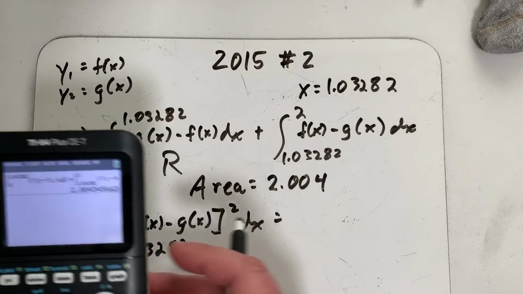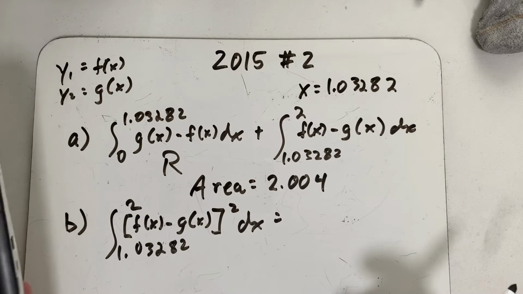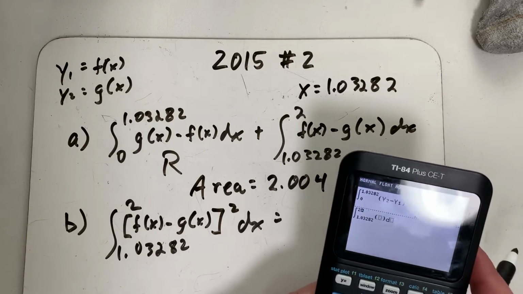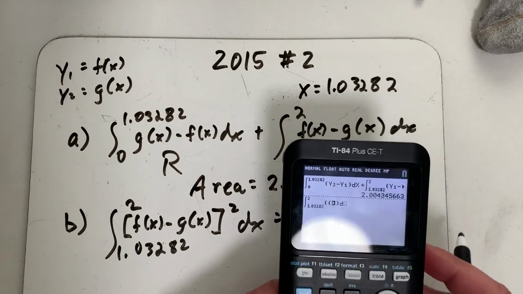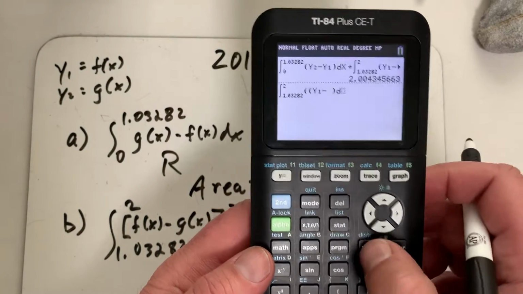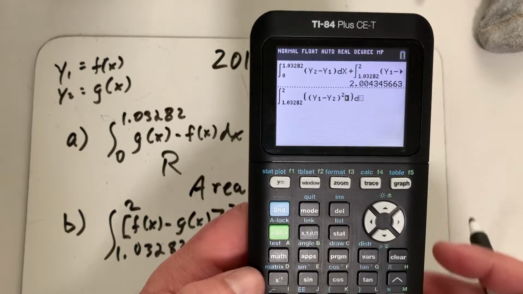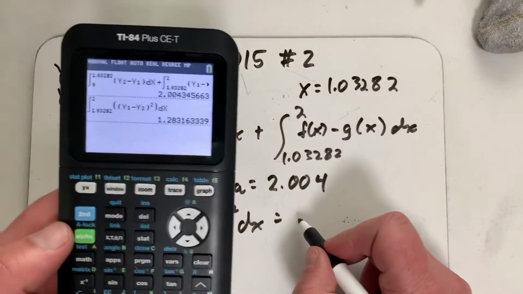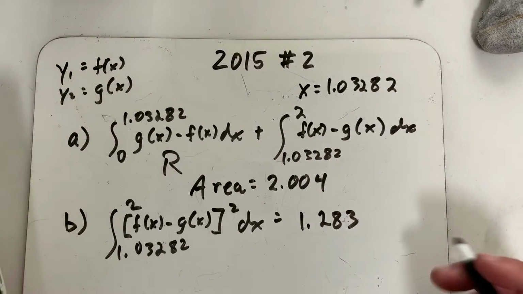So let's see what that equals. I'm going to say math and 9, 1.03282 up to 2, and we are doing parentheses, f of x, which is my y1, vars, y1, minus y2, close, and we're going to square that, dx, and we get our answer at 1.283.